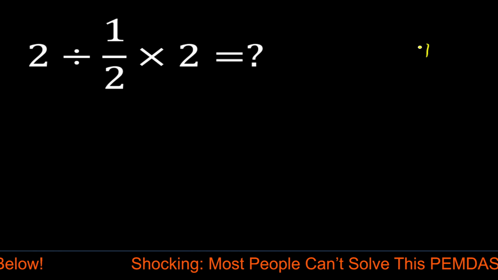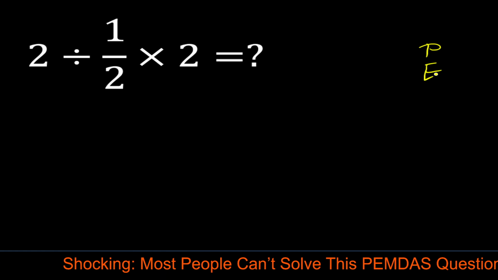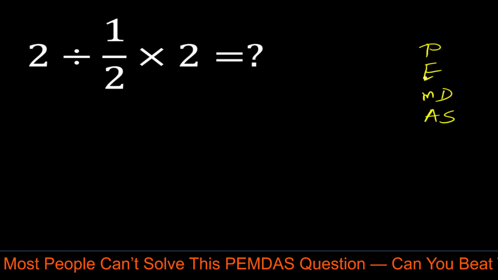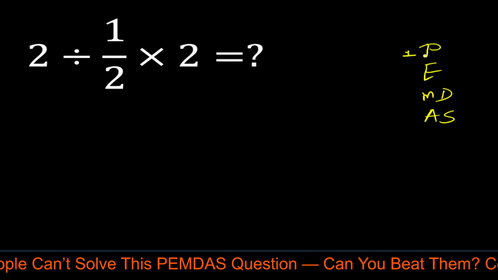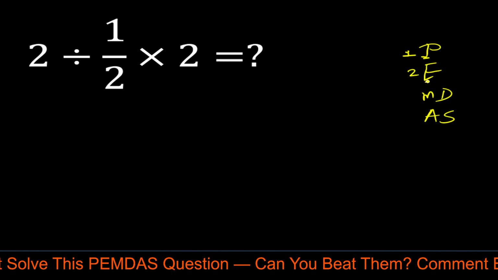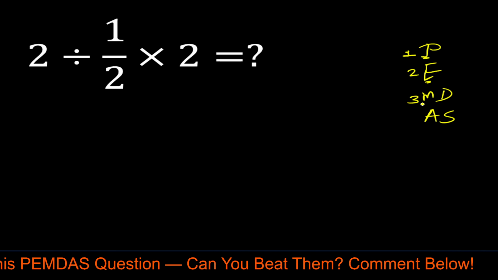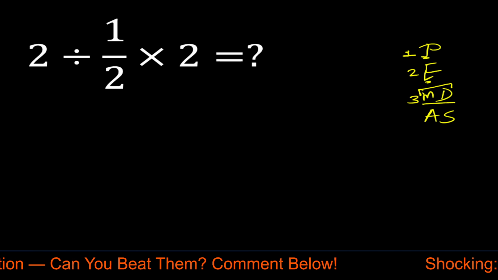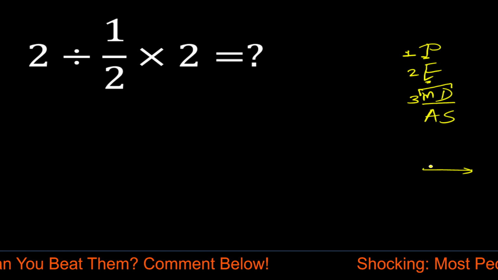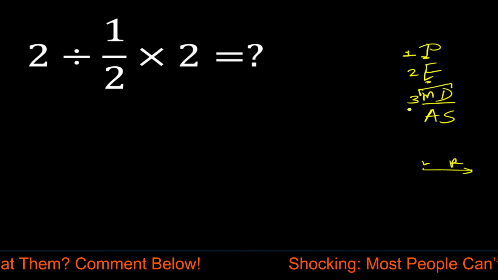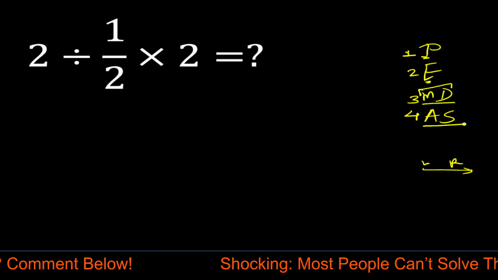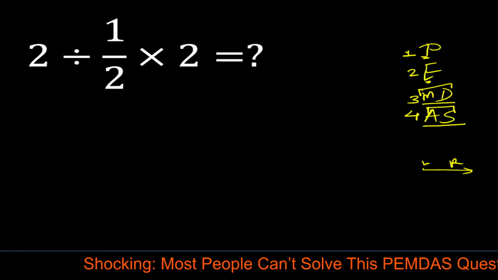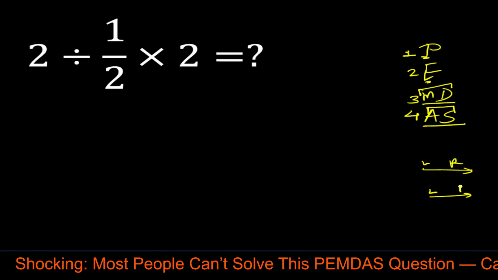So PEMDAS: P, E, M, D, A, S. According to PEMDAS, first priority is parentheses, then second priority is exponents, then third priority is multiplication and division. Here multiplication and division both have equal priority, so we have to solve it from left to right. Then fourth and last priority is addition and subtraction. Also addition and subtraction both have equal priority, so we have to solve it from left to right.